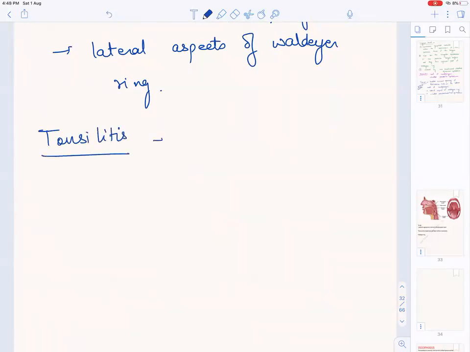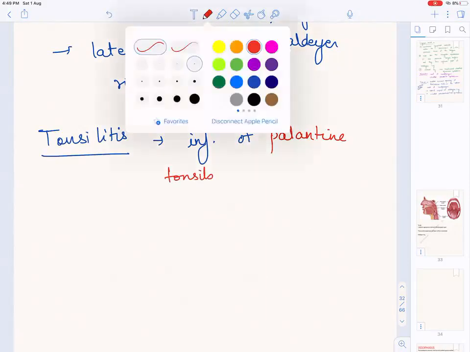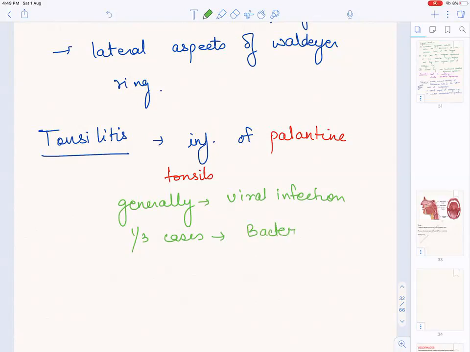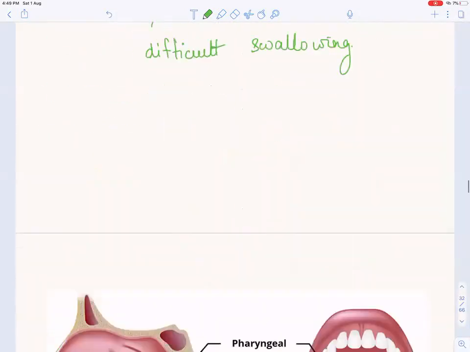Now one more thing, we'll do what is tonsillitis. What is tonsillitis? It is inflammation of the palatine tonsils, and generally it is caused by viral infections. Generally by viral infections, but in one third of cases it is a bacterial infection also. And what happens? There is difficulty in swallowing. So we are done with tonsils, pharynx and teeth, and let's just see.